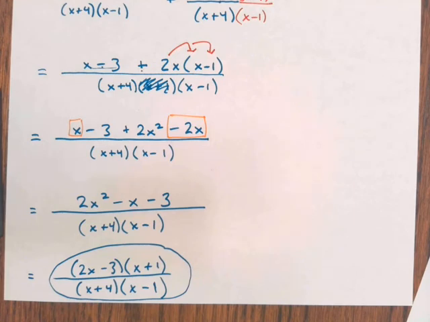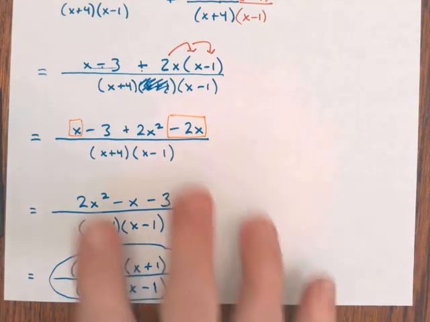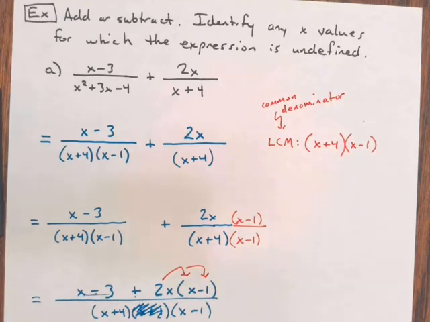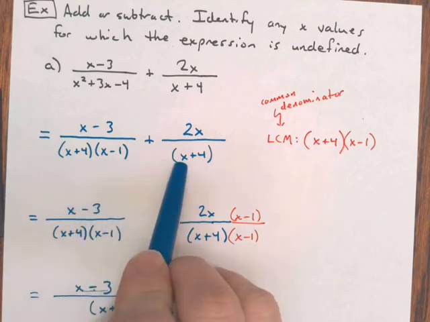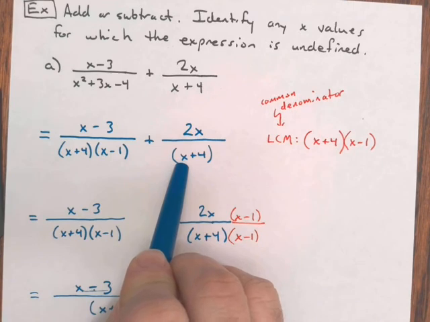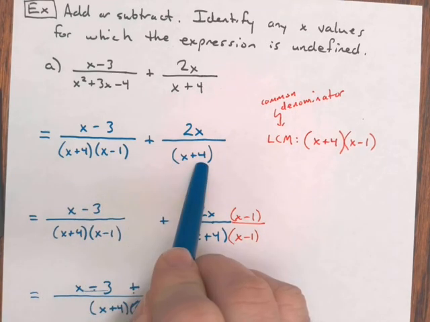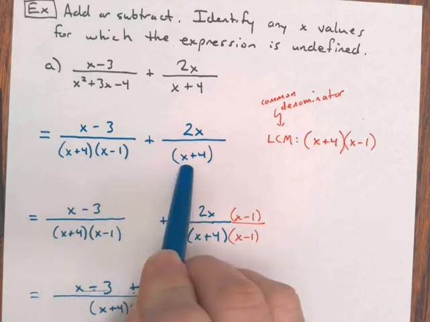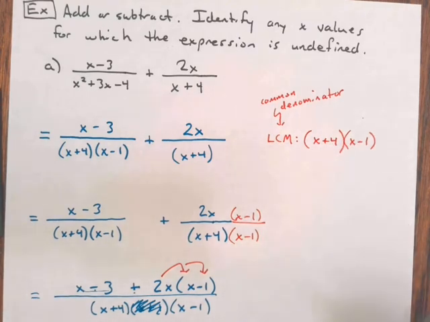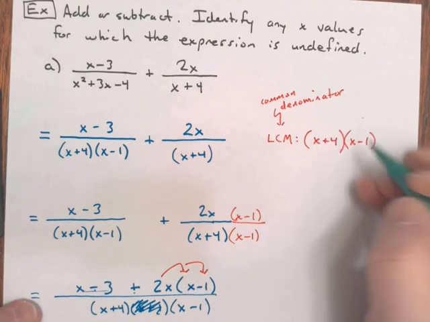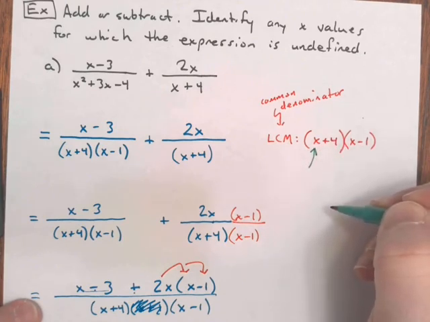It also said to identify any x values for which the expression is undefined. So what we need to do in order for that to happen is to come back to this step and take a look at our values here and determine which x values would cause you to divide by 0. Basically, you can look at the least common multiple and see what would make that equal to 0. So if you were going to get a 0 for this x plus 4, what we would be plugging in there is a negative 4.